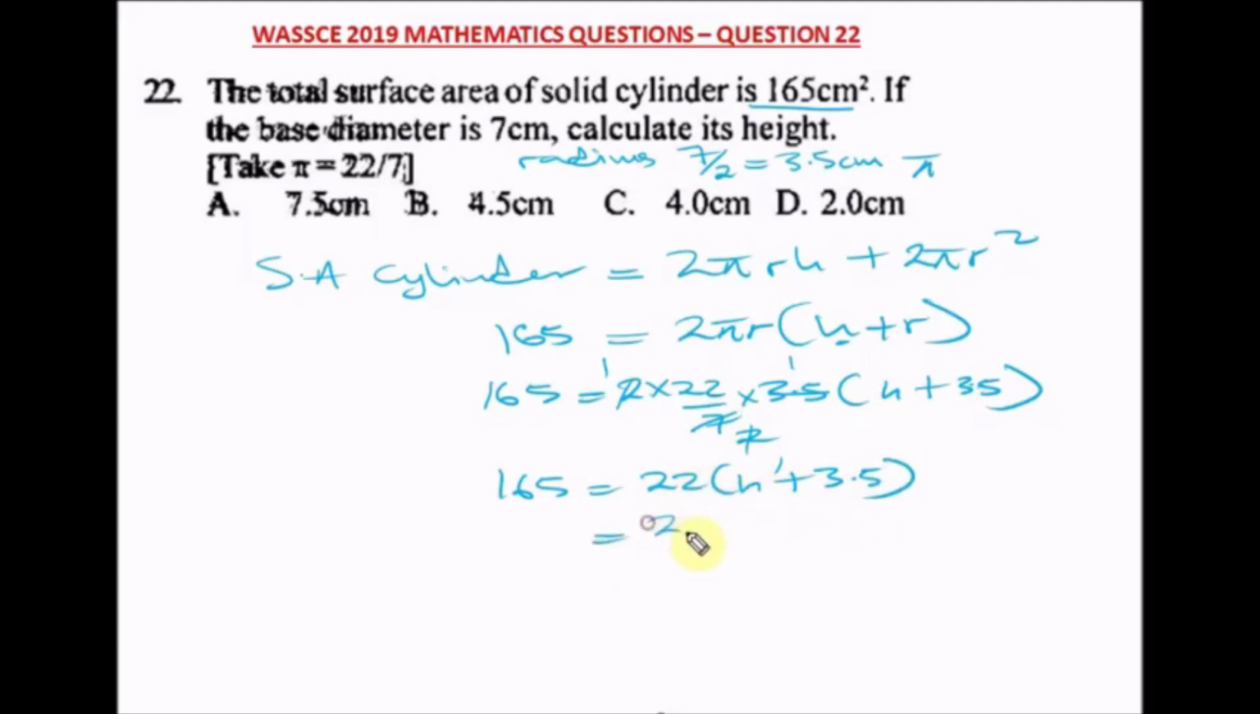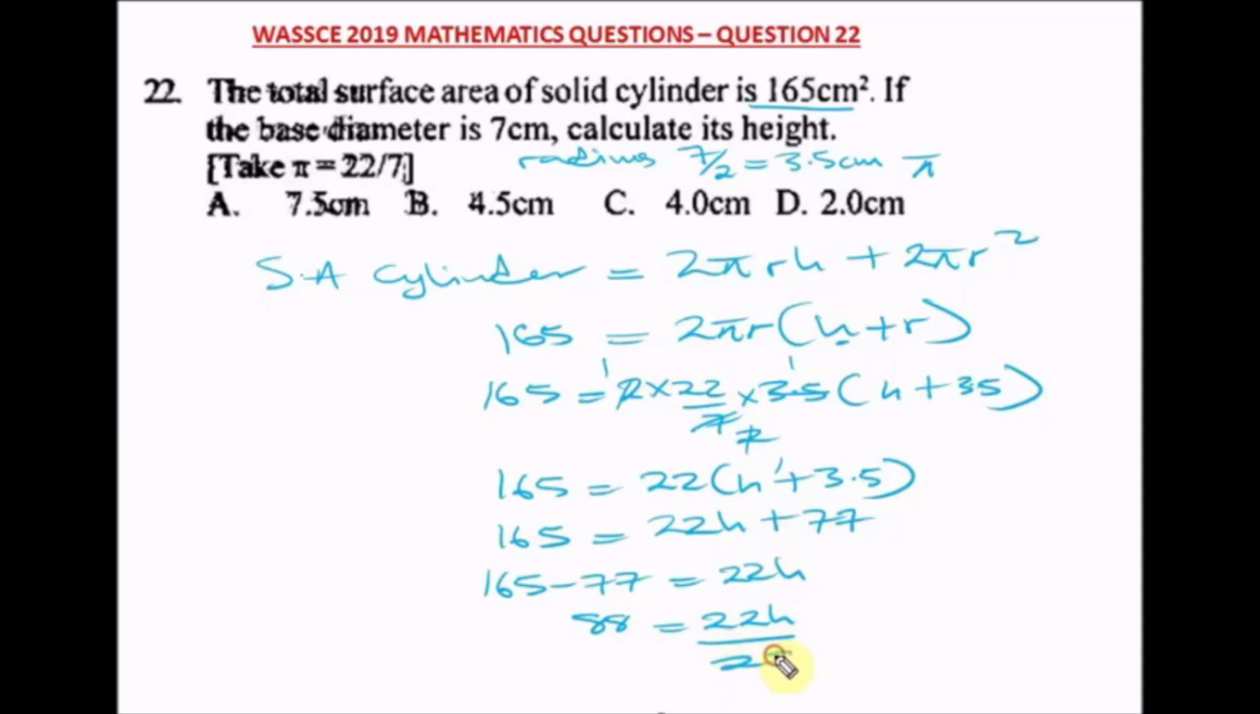Let us open up this bracket, so we have 22h, and if you multiply this, plus 77. So we have 165; let's take 77 to this side, so we have 165 minus 77 equal to 22h. Remember, taking positive to this side, we have a negative. What is 165 minus 77? We have 88 equal to 22h. To get our h, what do we do? Divide both sides by 22.